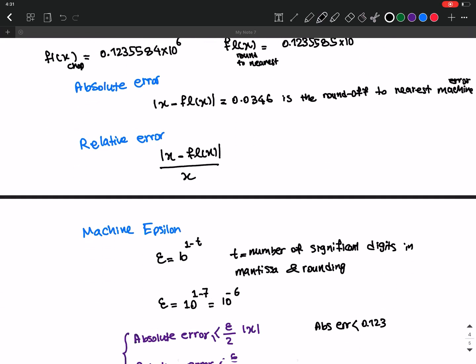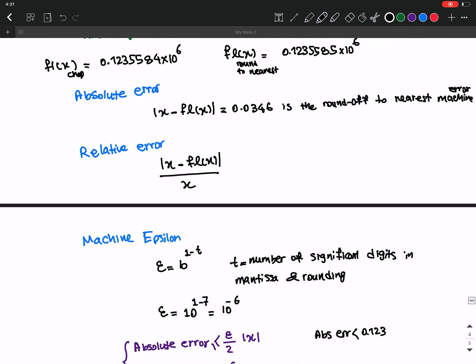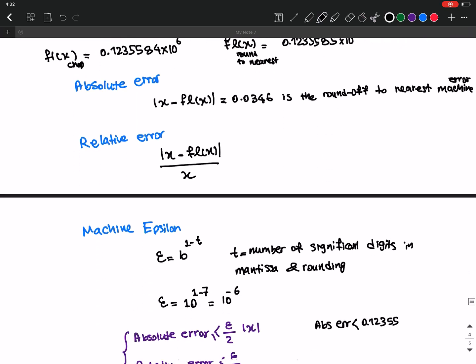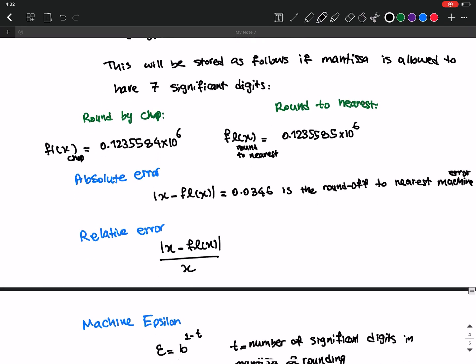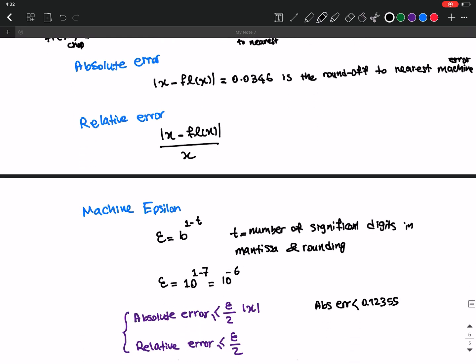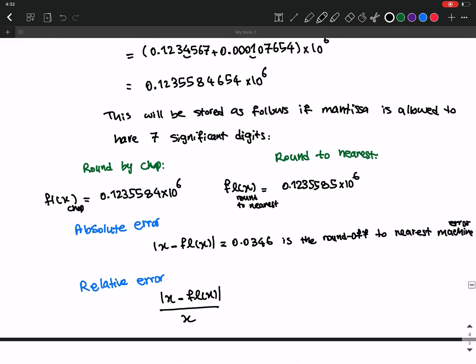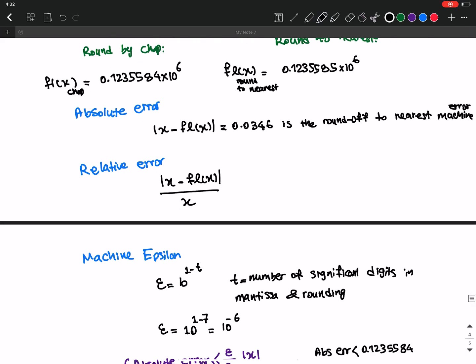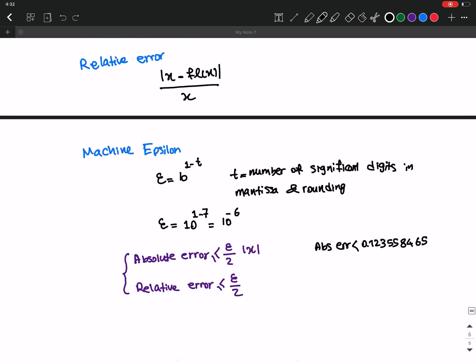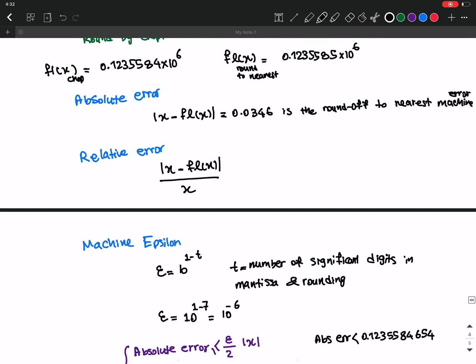0.123 5 8 4 6 5 4 4 6 5 4. And as you see, so here our absolute error, this is the maximum absolute error that we can have. Correct?